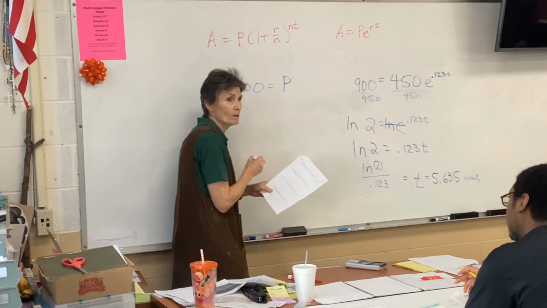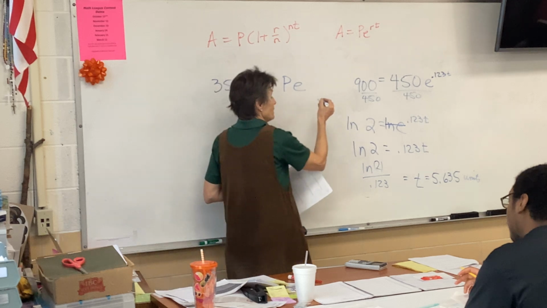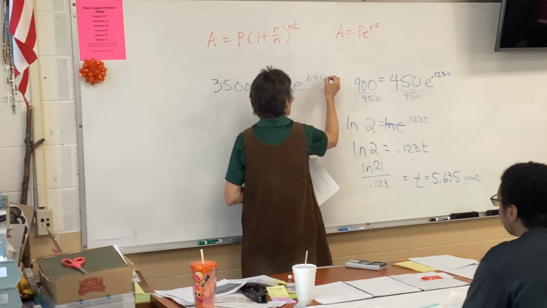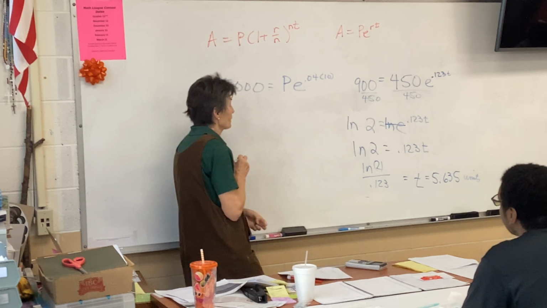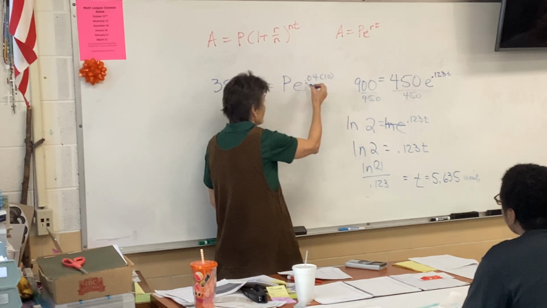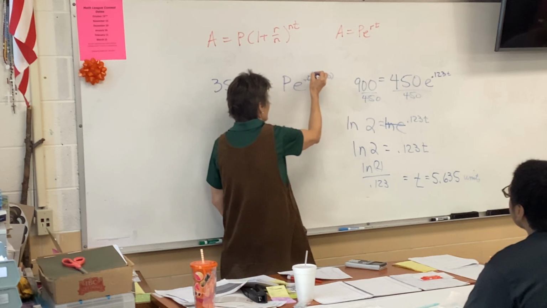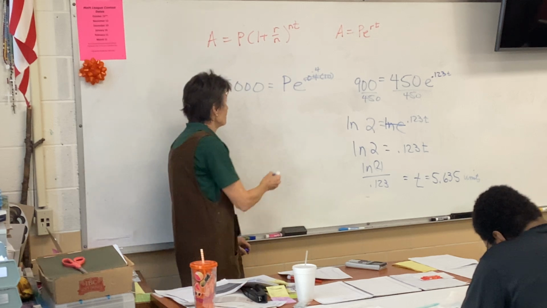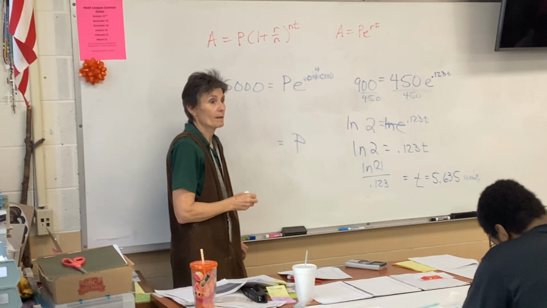Is P what I'm looking for? Yep. What's my interest rate? 0.04, very good. And what's my time? 10. So just like that one earlier, if I have a multiplication in my exponent like that, I like to fix that. So 0.04 times 10 would be 0.4. And my job is to find P. That's what I want to know. What's P?